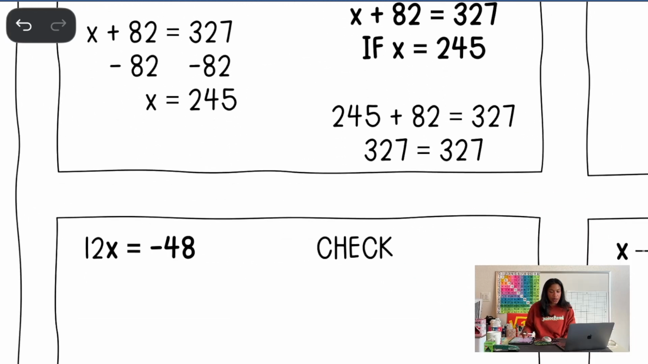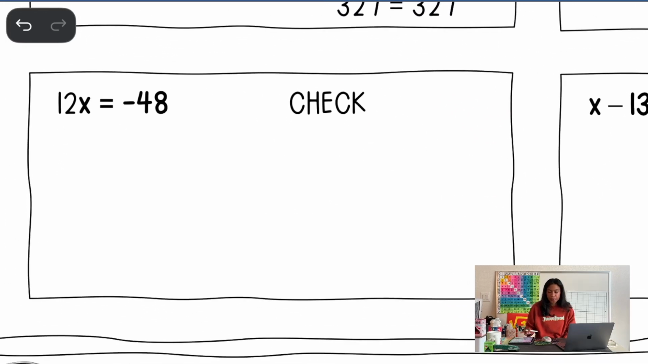All right, let's go down first. Let's start here. First, think about the operation that you see. I have 12x equals negative 48. I know that whenever I have a coefficient and a variable, that implies multiplication. So I need to divide in order to solve this problem.